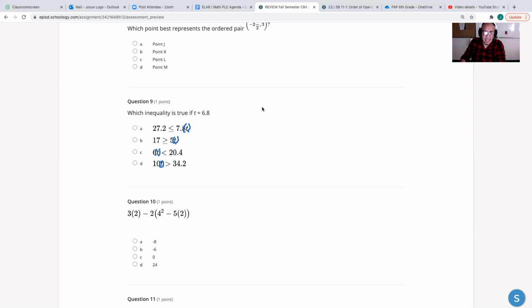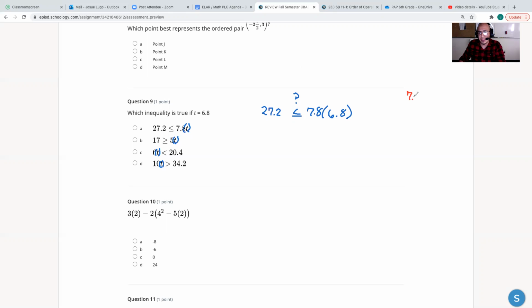So for example, in A, I would do 27.2 is less than or equal to 7.8 times 6.8. So in other words, ladies and gentlemen, it's basically asking, is this a true statement? That when I multiply these two, whatever you have on this right side is going to be greater than or the exact same thing as 27.2. So let's go ahead and work this out.